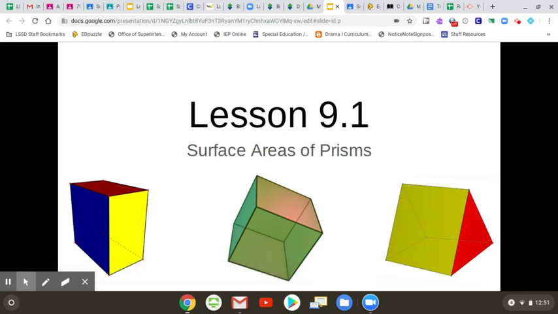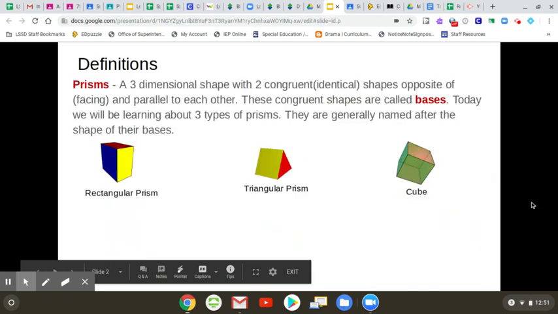Hello! Today we'll be learning all about how to find the surface area of prisms. And before we get started, we need to go over a couple of definitions just to make sure that we are all on the same page. So the first definition is prism.